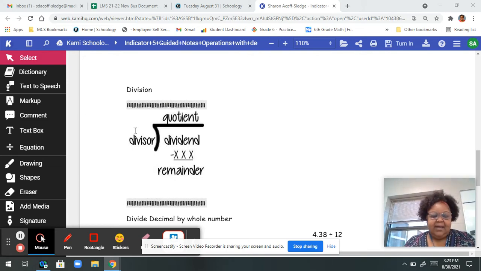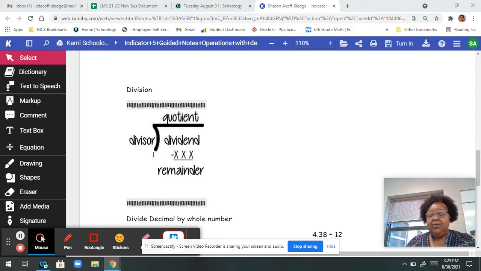Sledge again. Now we're going to talk about dividing decimals. You may remember this from fifth grade again, but in sixth grade we kick it up a notch and do a little bit more complicated problems.